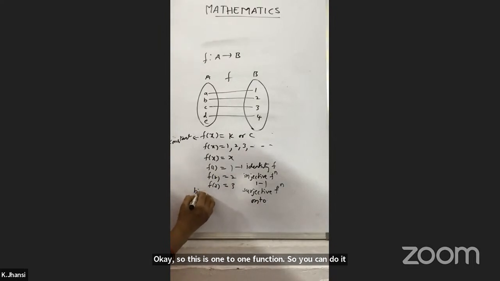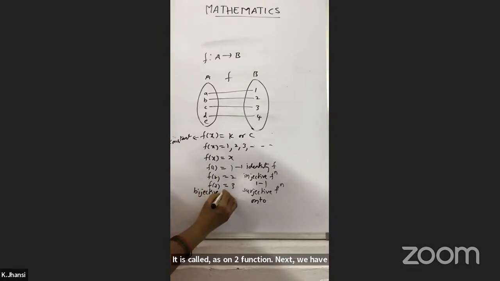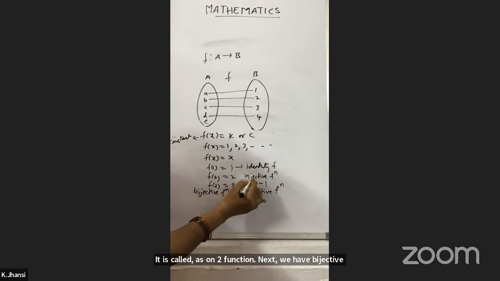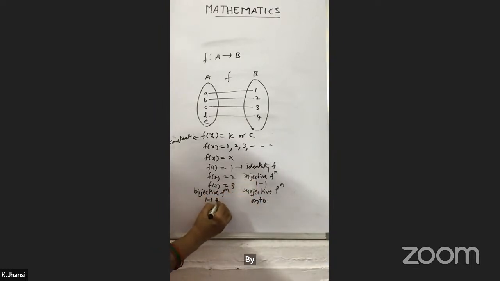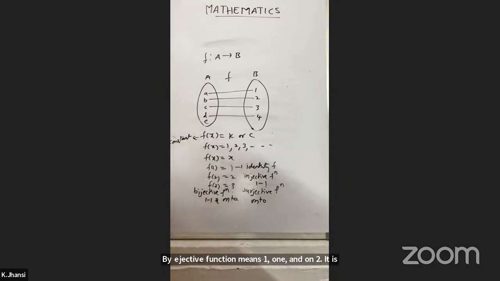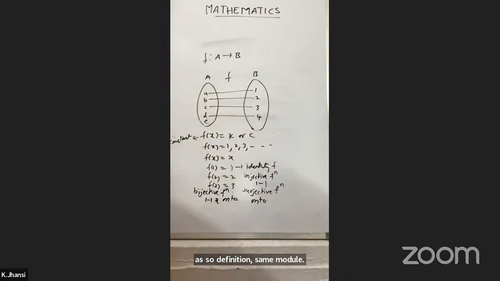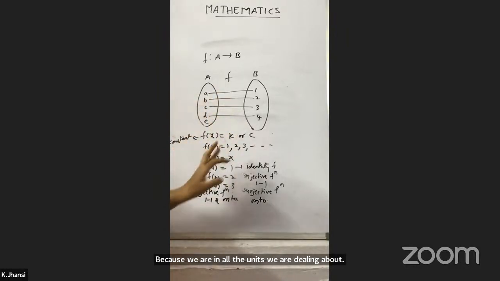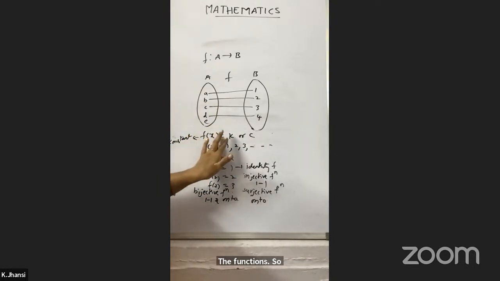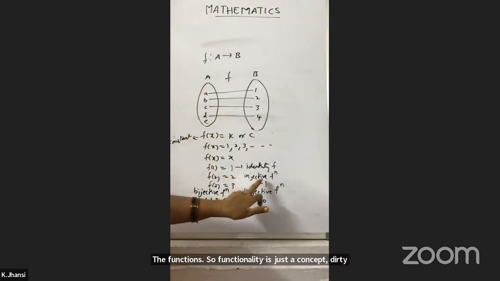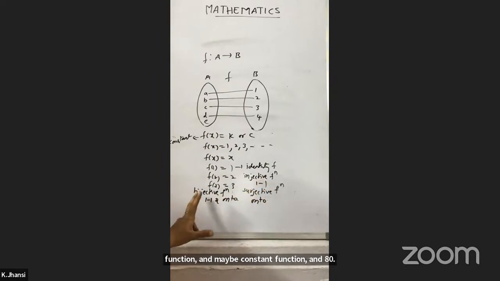Next we have bijective function is there. Bijective function means 1-1 and onto. Combine both, it is called as bijective function. Okay. So definition same, just to know the concept of this one. These topics are included. Why? Because in all the units we are dealing about the functions. So since we are dealing with functions, just a concept: identity function, constant function, which function is called as injective, which is called surjective, and which is called as bijective function.